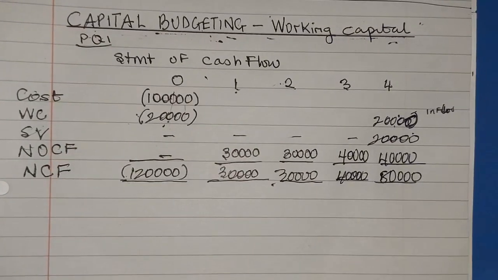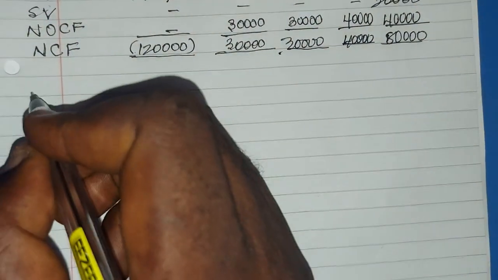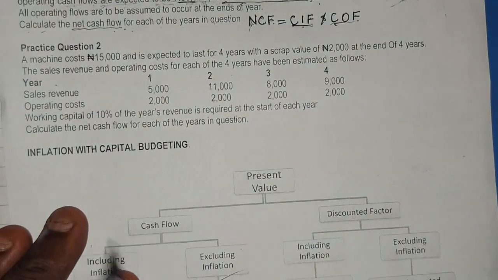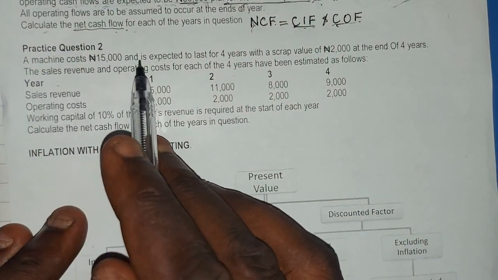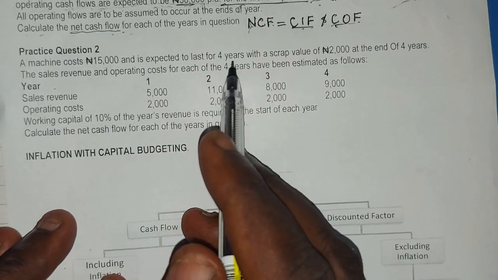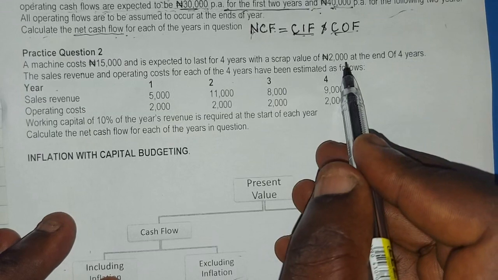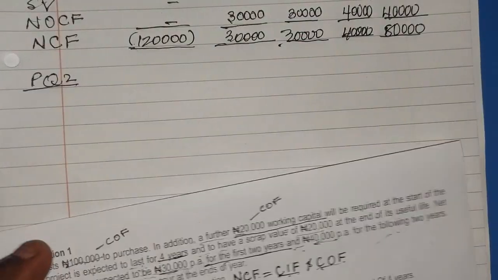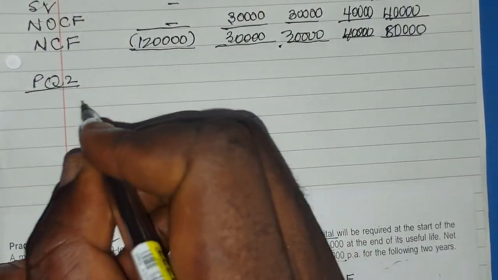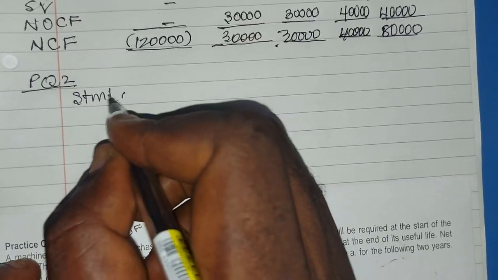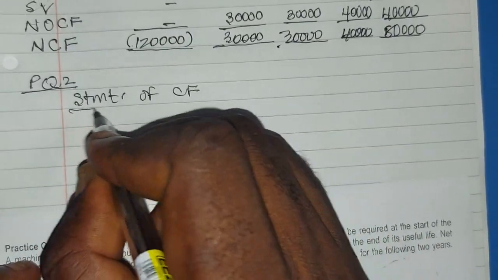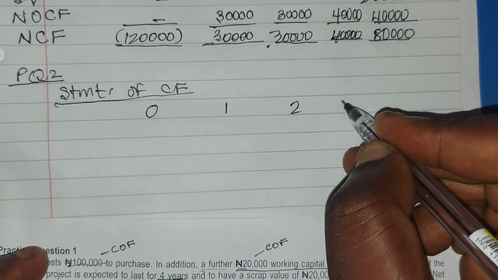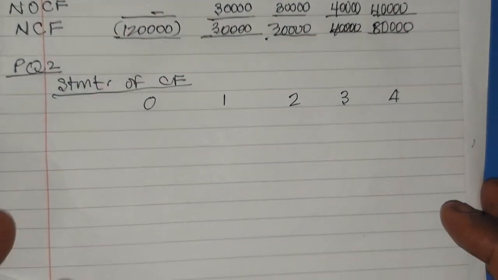Now let's quickly look at question number 2. Practice question number 2. Please take note of this. Practice question number 2 says that a machine costs 15,000 and is expected to last for 4 years with a scrap value of 2,000 at the end of 4 years. So let us treat this first. So we have our statement of cash flow. Okay. So we have year 0, year 1, year 2, year 3, and 4. All right.